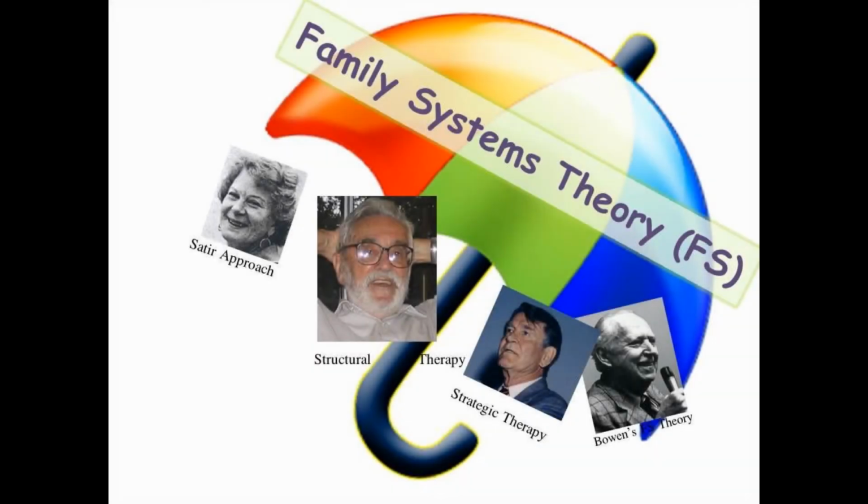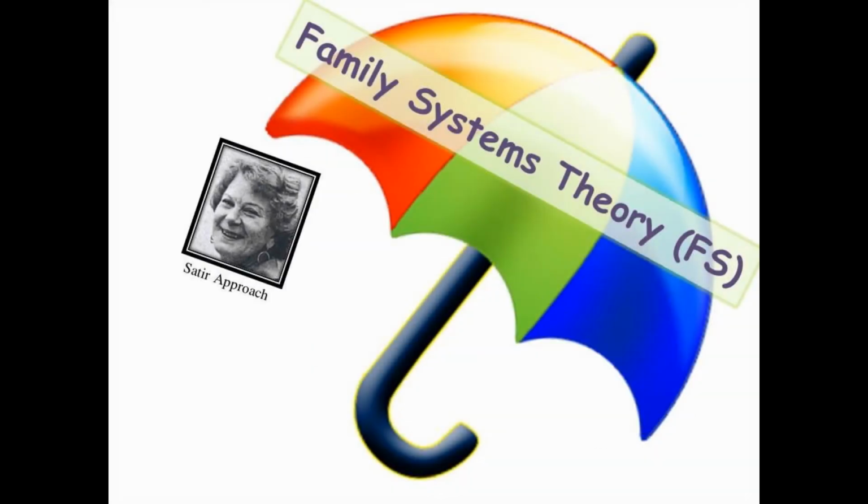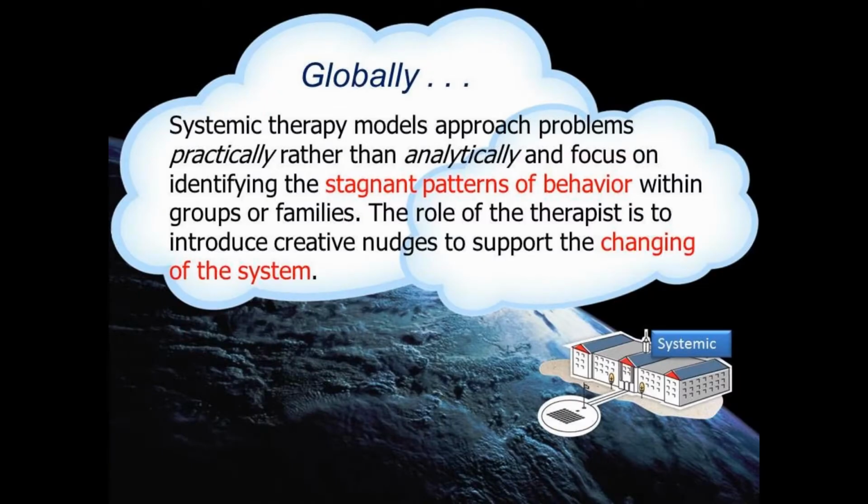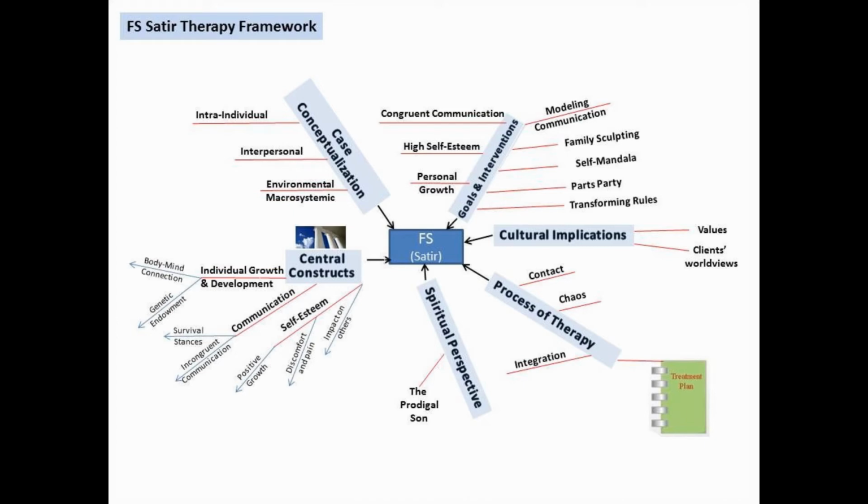Our last family systems model focuses on Virginia Satir's approach, which is sometimes called communications humanistic family therapy. Her approach is part of the systemic school, which we've discussed for the past few weeks. Please take a look at the mind map to get an overview of what we'll cover in today's lesson.